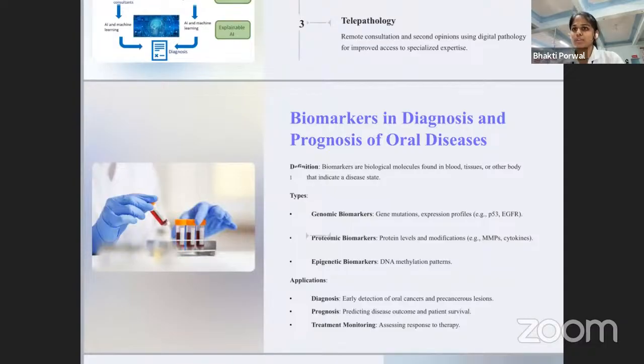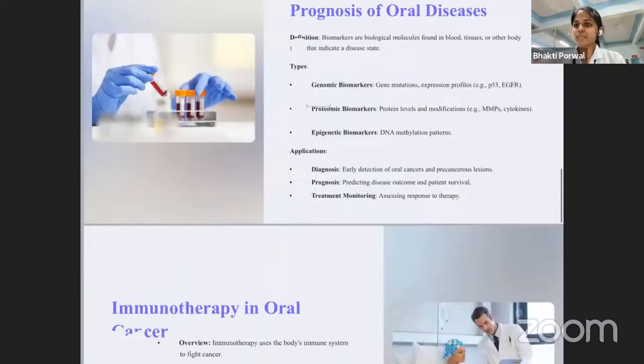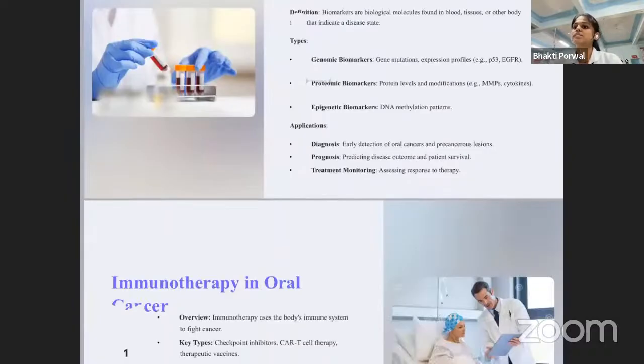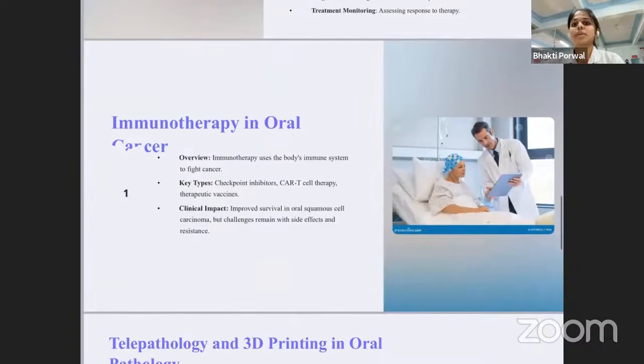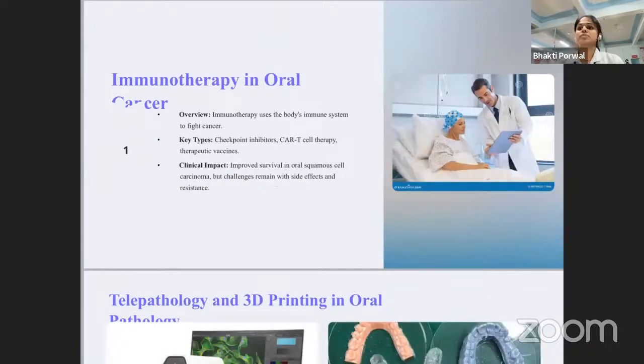They are biological molecules found in blood, tissues, or other body fluids that indicate disease state. The types are genomic, proteomic, and epigenetic biomarkers. They help to detect early oral cancers, precancerous lesions, as well as periodontal disease. Then immunotherapy in oral cancer. Immunotherapy uses the body's immune system to fight against cancer. There are various types, like chimeric antigen receptor T cell therapy, etc.